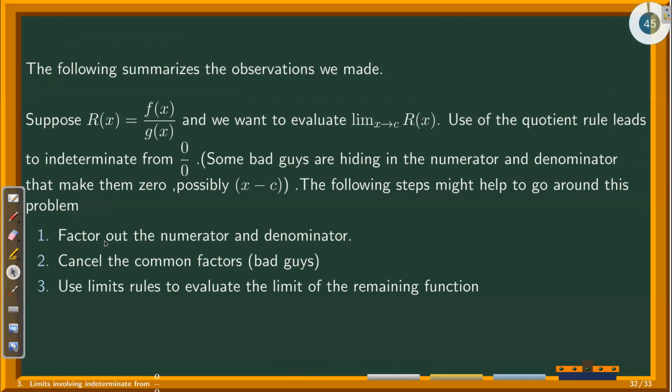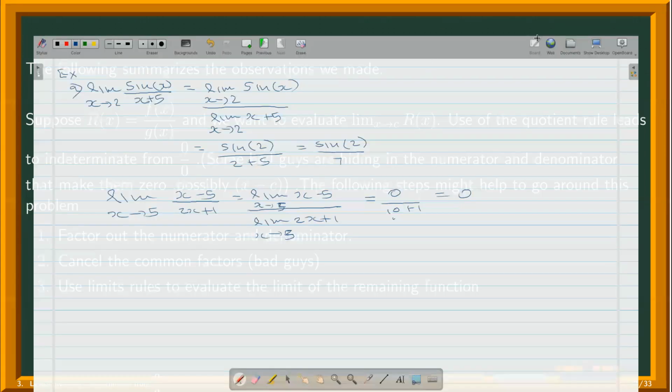This is the way you do it. You factor the numerator and the denominator, and cancel the common factor. Then we try to evaluate the limit for the remaining function. So for example, let's look at this one.